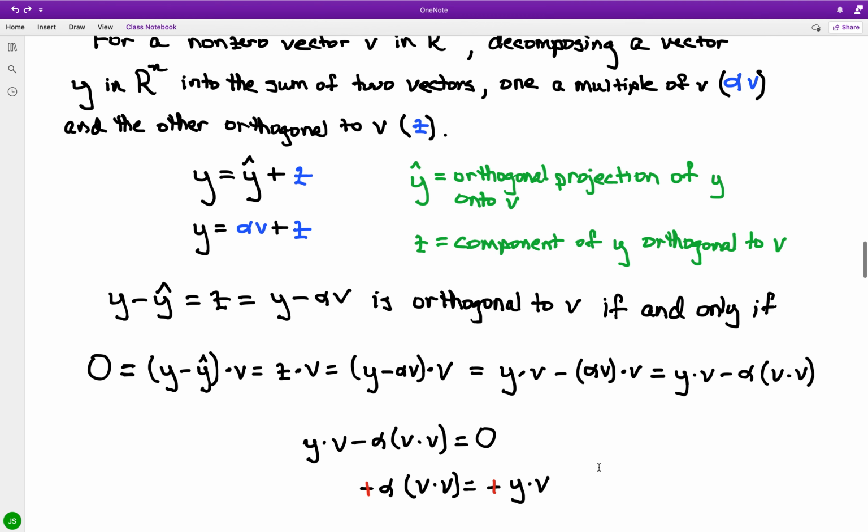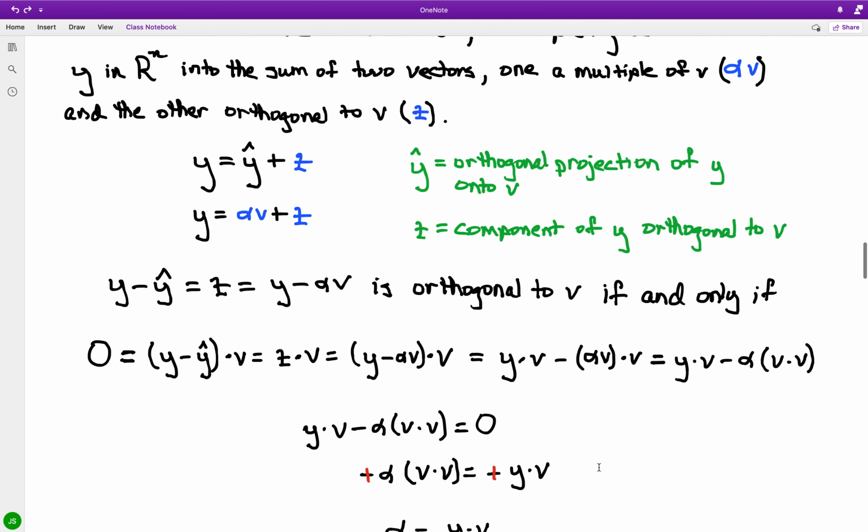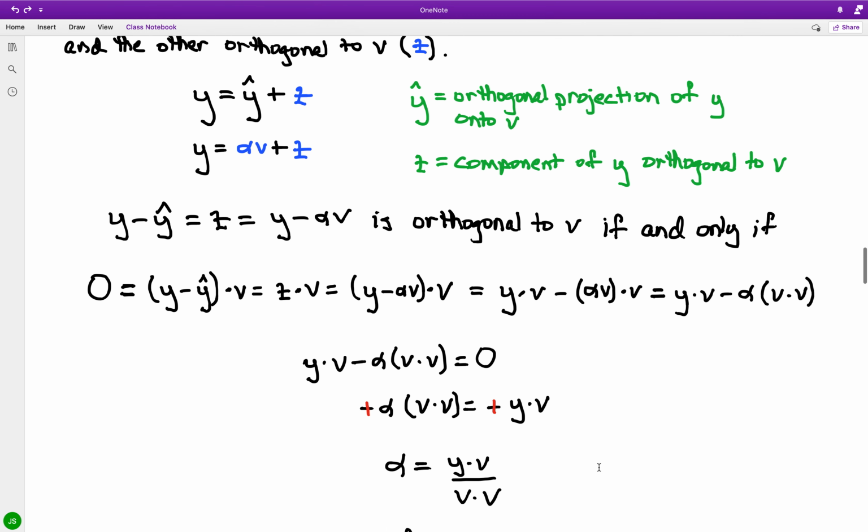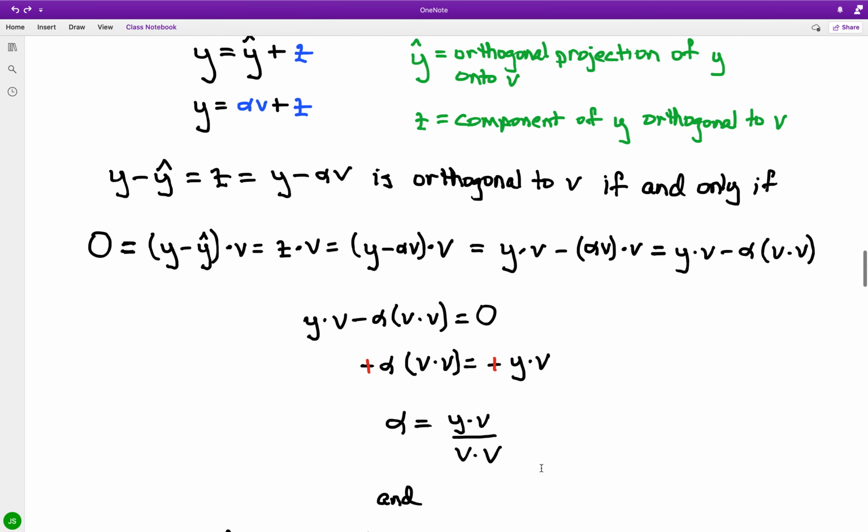If I isolate the scalar alpha, canceling out the negatives and dividing by the dot product of v and itself, it turns out that alpha is equal to the dot product between y and v all over the dot product of v and itself.